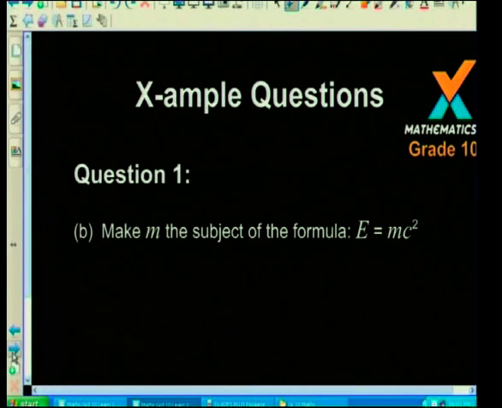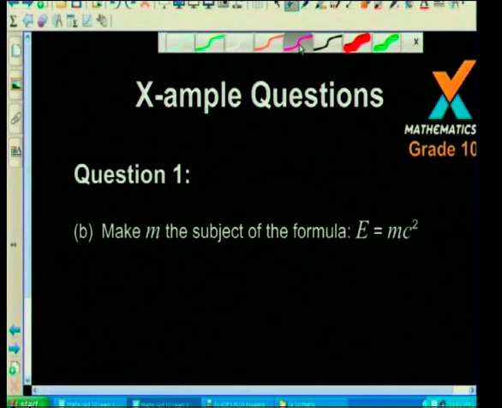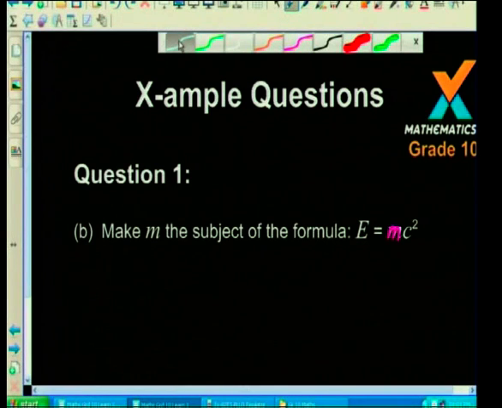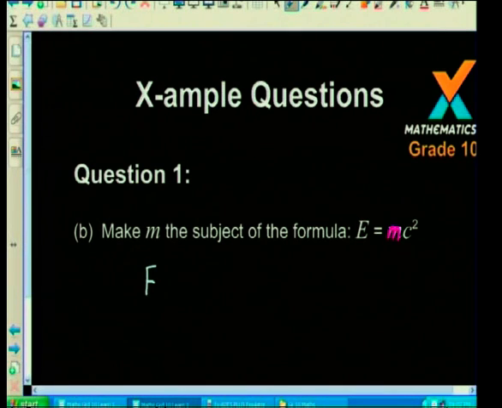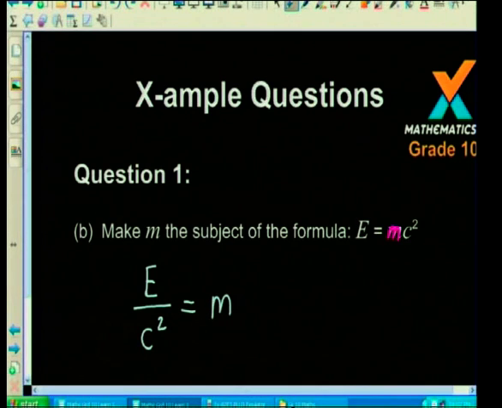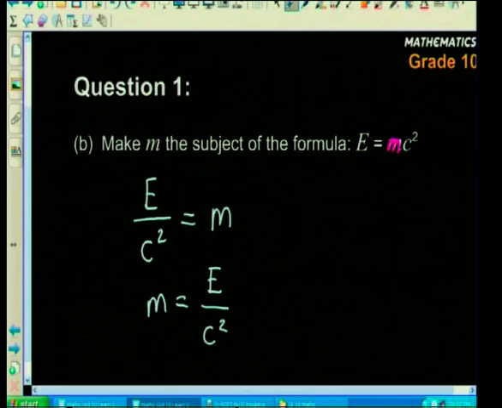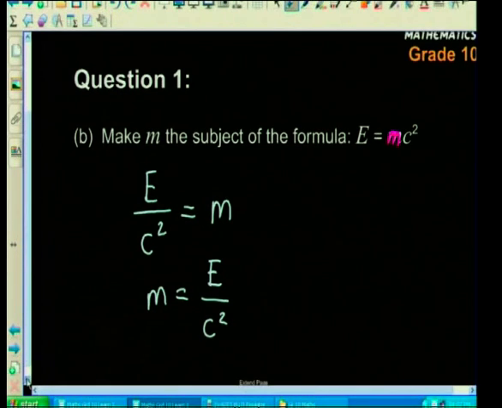Make M the subject of the formula in E is equal to MC squared. Highlight the M so that it's easier to see. Now I need to get rid of the C squared. What is the C squared doing to E? Well, it's multiplying. So how do I get rid of it? I'm going to divide both sides by C squared, giving me E divided by C squared is equal to M, which of course means M is equal to E divided by C squared. Now that one was quite easy. So let's change it slightly.